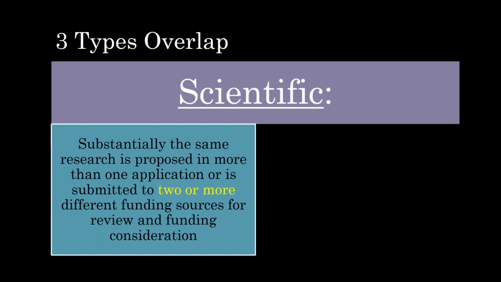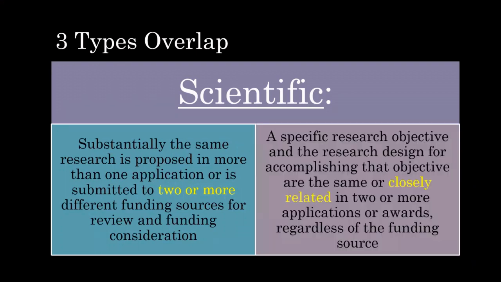Scientific overlap is when substantially the same research is proposed in more than one application or is submitted to 2 or more different funding sources for review and funding consideration. Or a specific research objective and the research design for accomplishing that objective are the same or closely related in 2 or more applications or awards, regardless of the funding source. Like I mentioned before, scientific overlap always needs to be confirmed by the PI, and he or she needs to justify that scientific overlap.